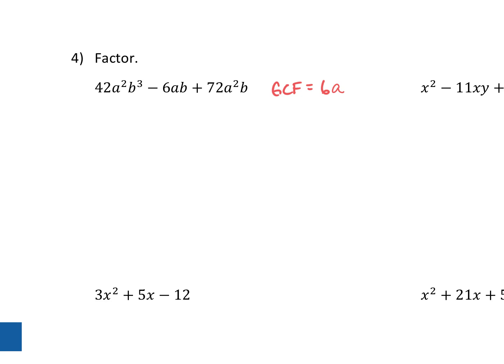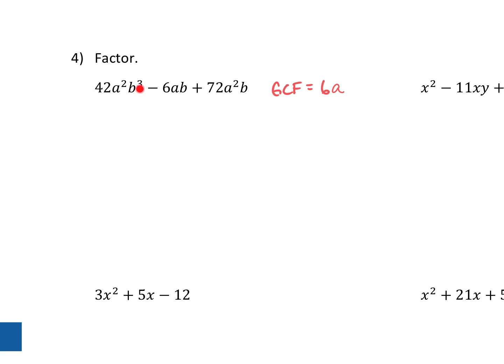Now let's see if we have B's. We have B to the third, B, and B. All right, all 3 terms have B's, so we're going to have a B in our GCF, but what's the most number of B's that they have in common? So this is B to the third. Does this one have a B to the third? Nope, so that's too many.